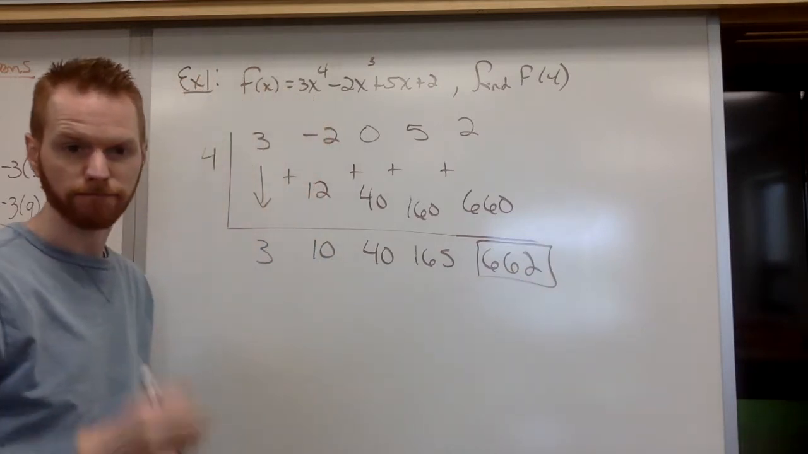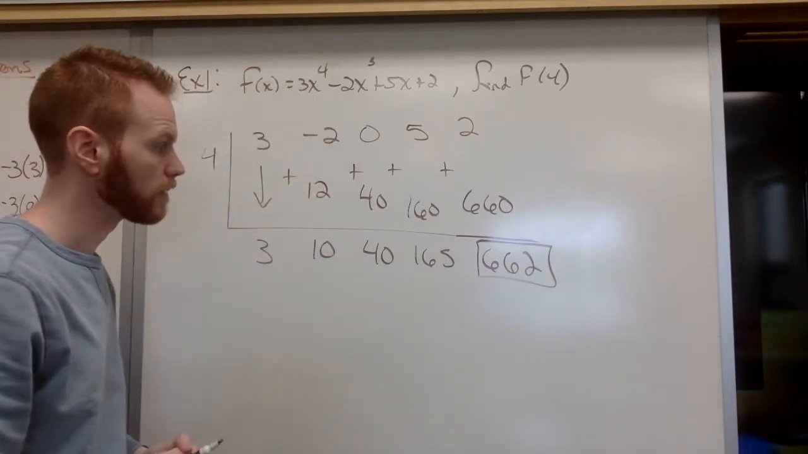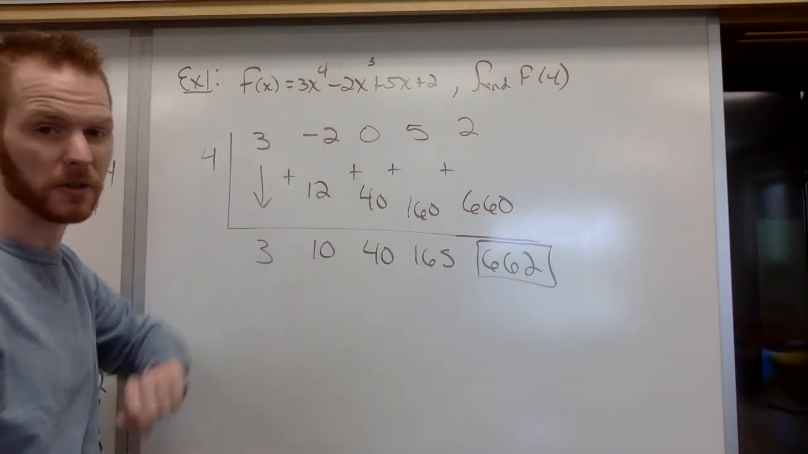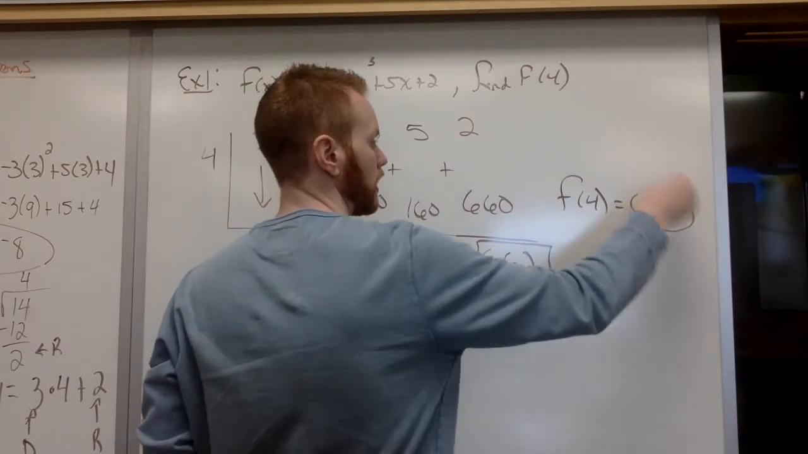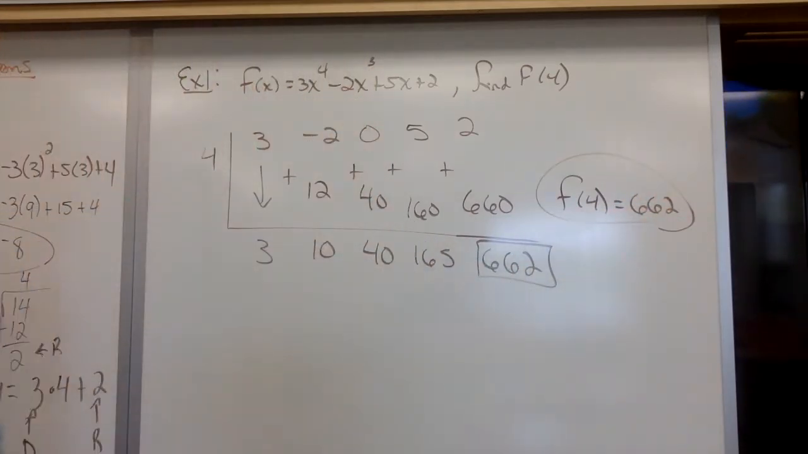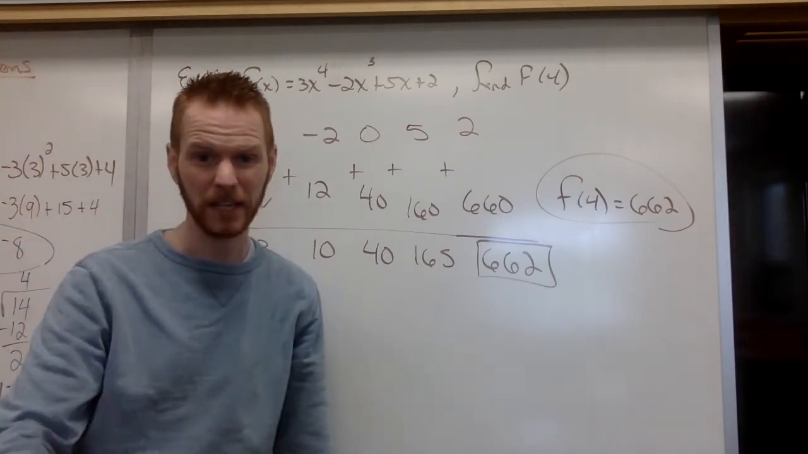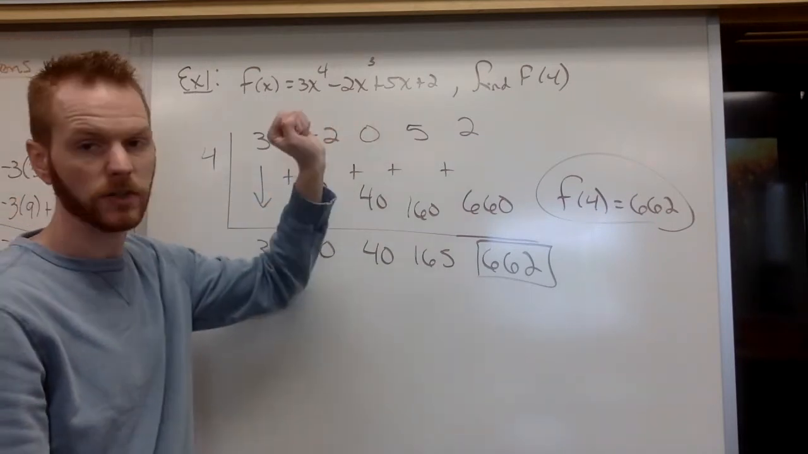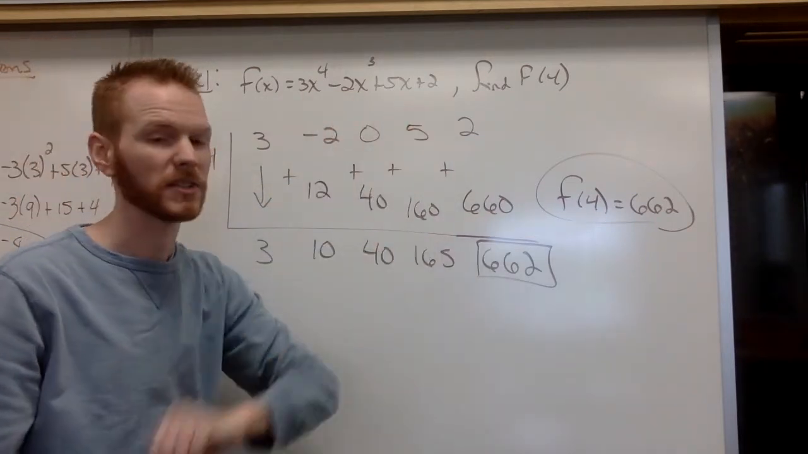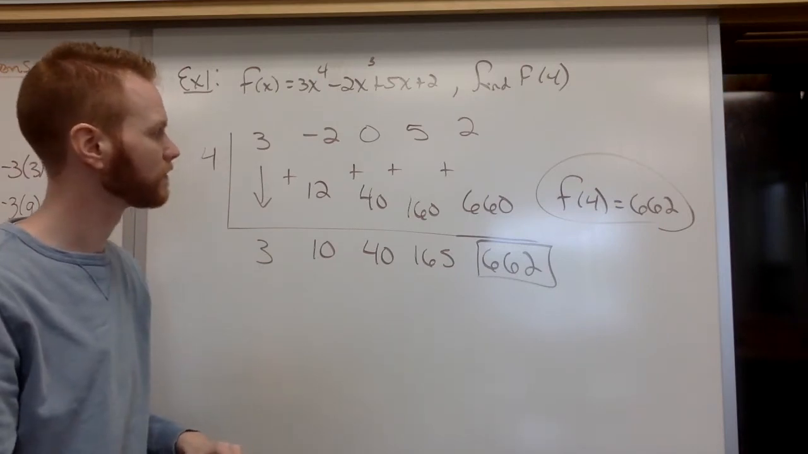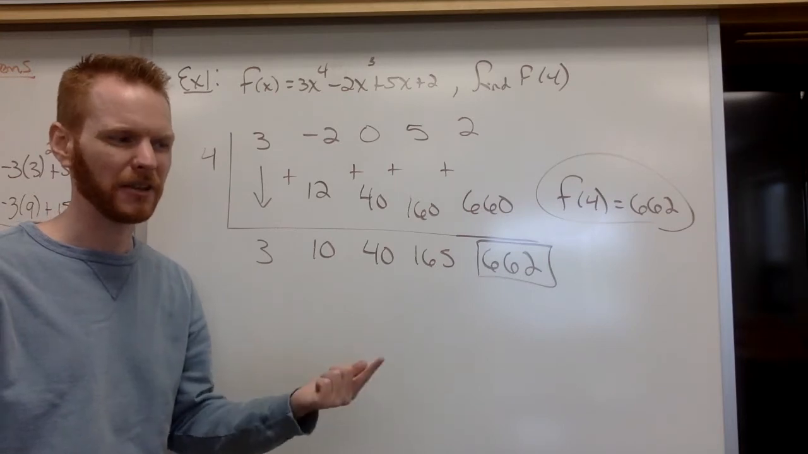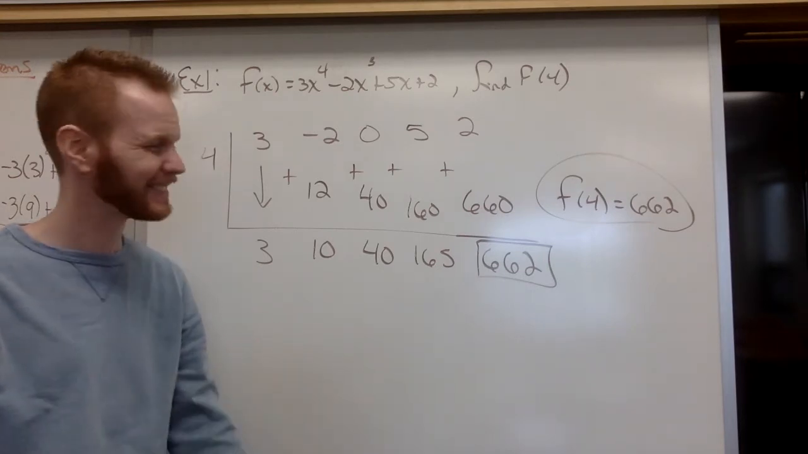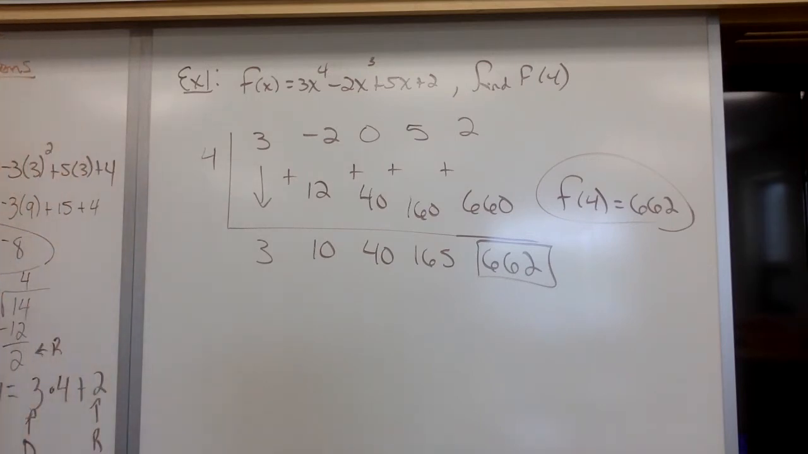This is my remainder, right? The last part of this is always the remainder. And that is my answer. F of 4, if I plug it into this function, would be 662. Right here. Okay? You could check. If you plug 4 in for each x value, simplify, you would get 662. Okay? That just blows my mind, right? We're using division to evaluate. Who would have thought? That's really cool. Ready to try another one?